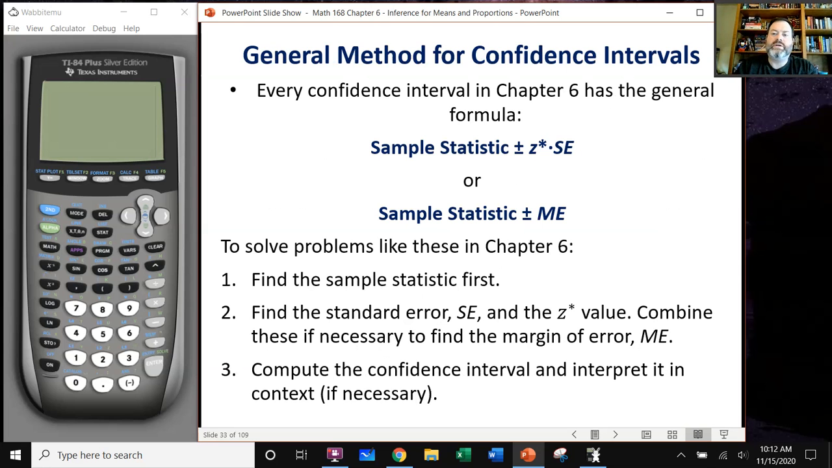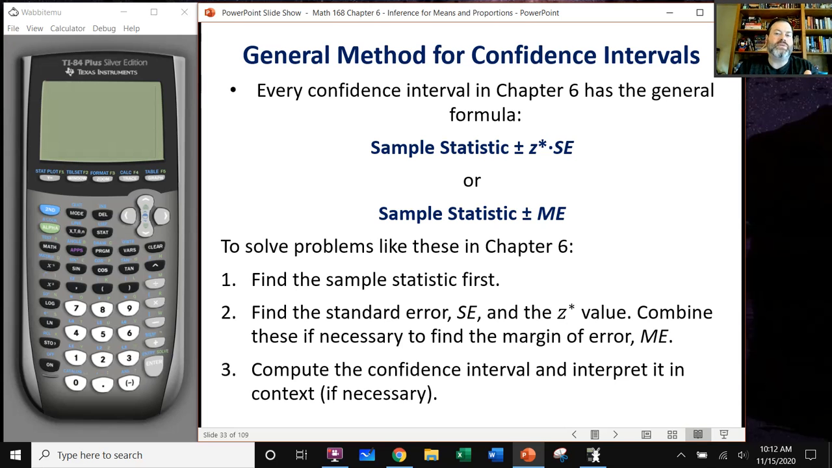Every confidence interval in Chapter 6 has the same general formula. So we saw both of these when we did our confidence interval example. To solve problems like these in Chapter 6, find the sample statistic first. We did that. Find the standard error and the z-star value. Combine these if necessary to find the margin of error. We did that. Compute the confidence interval and interpret it in context if necessary.